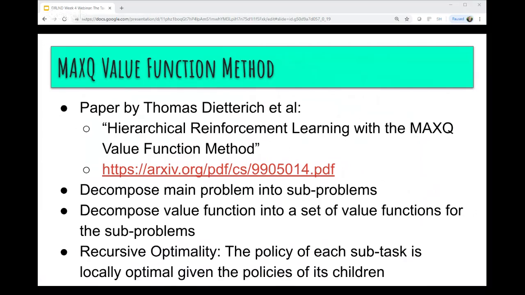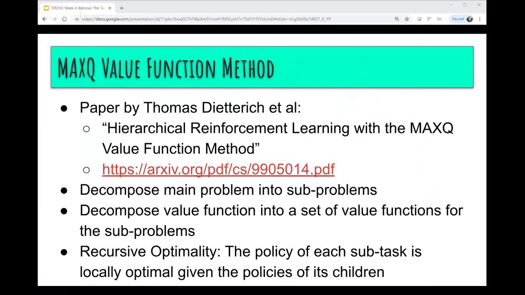The paper is about 64 pages long, so it's a little bit long, but it's got a lot of interesting topics in it. One of the topics that they cover is that they use the taxi problem that we just talked about as one of the examples for examining the algorithm, and it has some interesting properties.